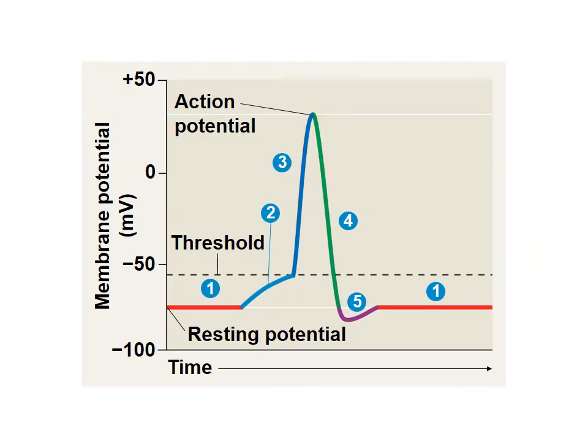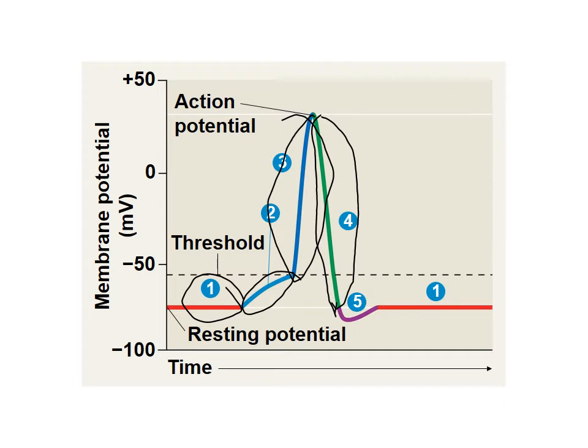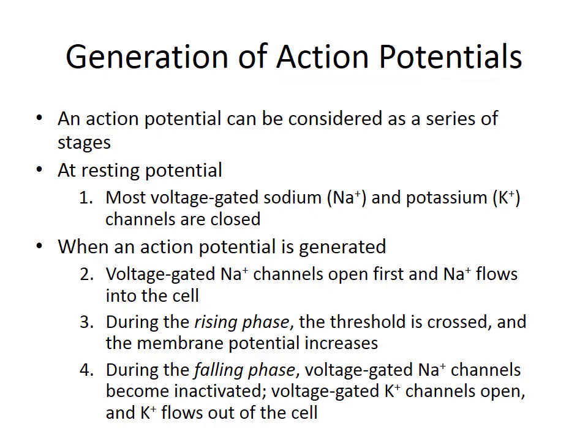So here are the parts of an action potential. The first part is the resting potential. The second part is you have to get to the threshold. The third part is opening of all the sodium channels. The fourth part is opening of the potassium channels and closing of them. And then finally you get hyperpolarization, and then the resting potential back. And this is labeled in colors so you can follow along. So let's look at the numbers which correspond to these words.